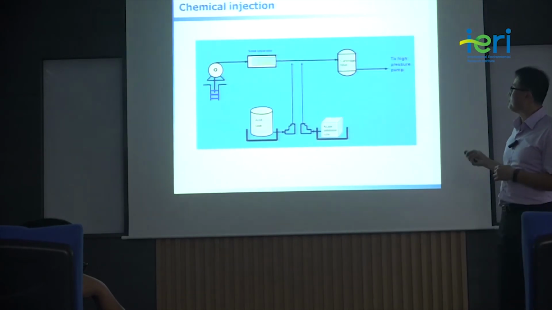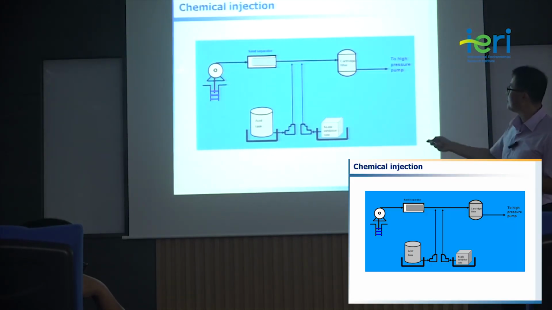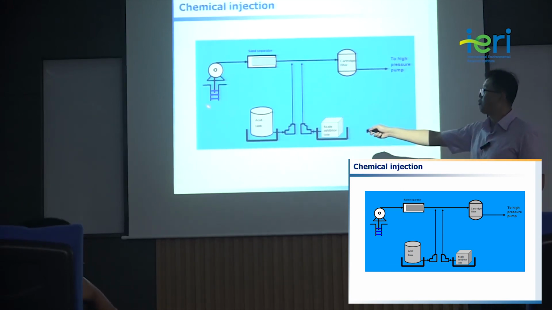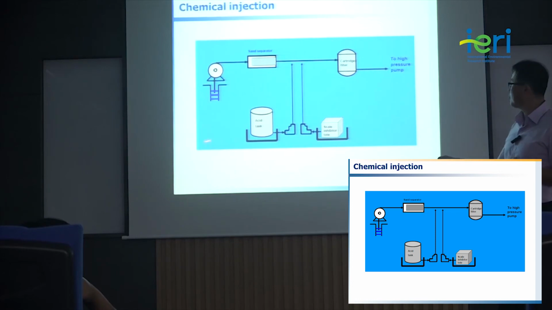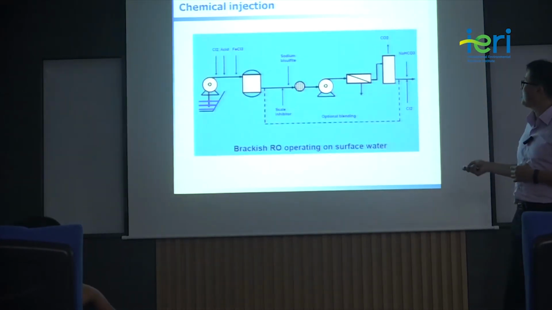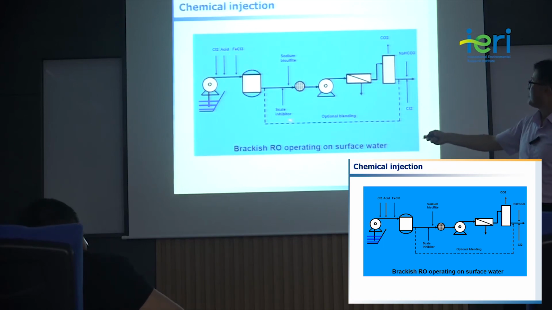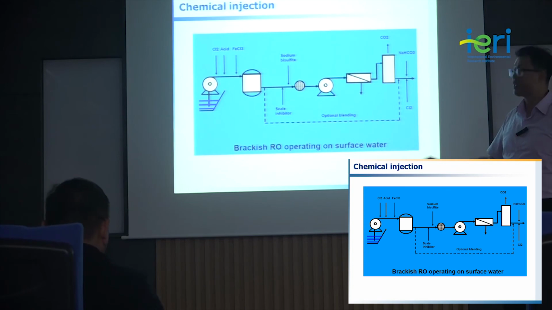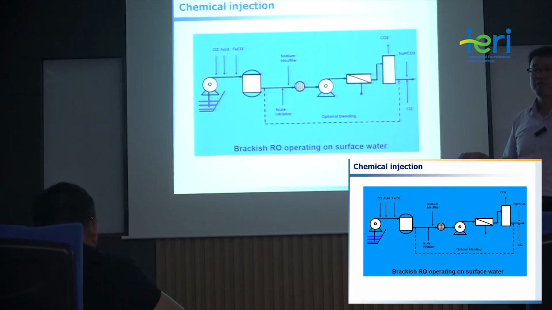So now let's move on to chemical injection. This is for intake in the well water. So you just see the tank and scale inhibitor to control the scaling in the reverse osmosis system. But in case of surface intake, you put a lot of chemicals for pre-treatment. You know, surface intake needs a pre-treatment step.